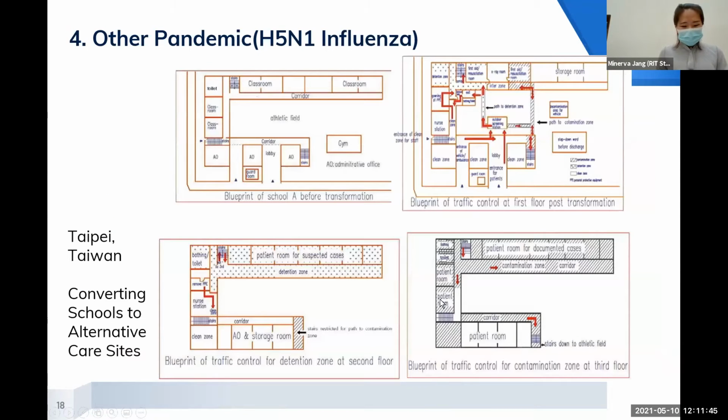And next, this is a lesson learned from a pandemic before COVID-19. When H5N1 influenza happened in Taiwan in 2005, the CDC in Taiwan chose to convert schools into alternate care sites because schools are available.